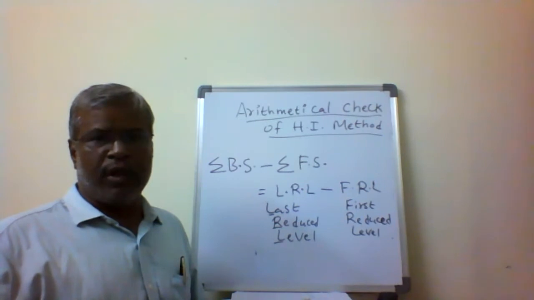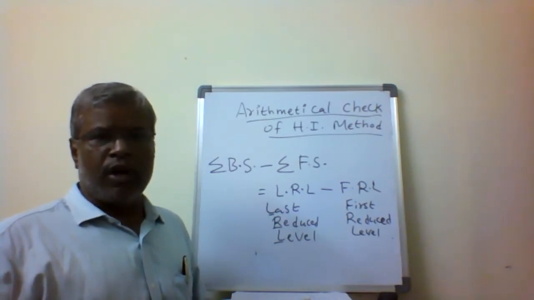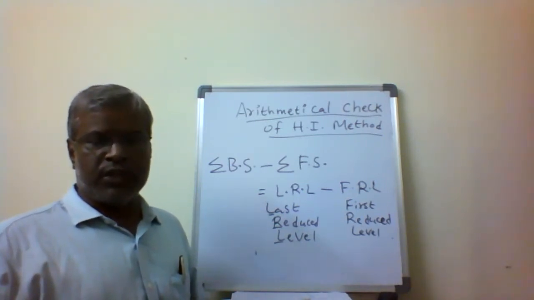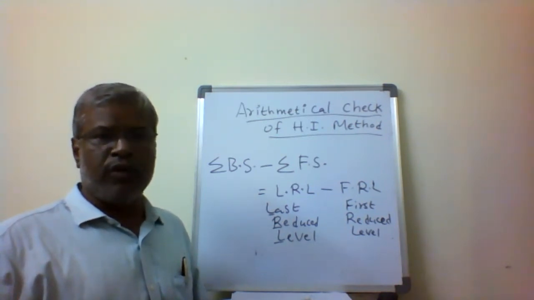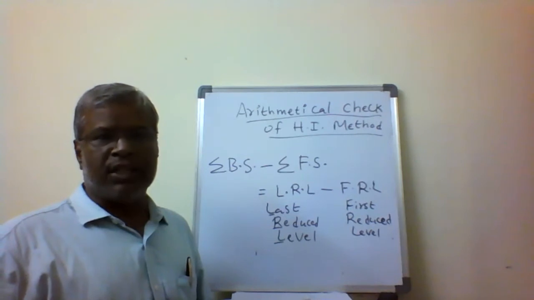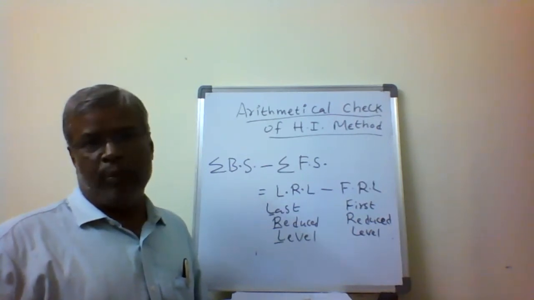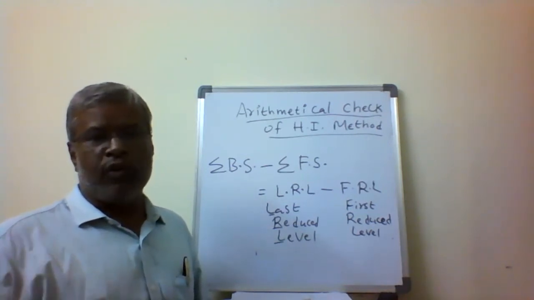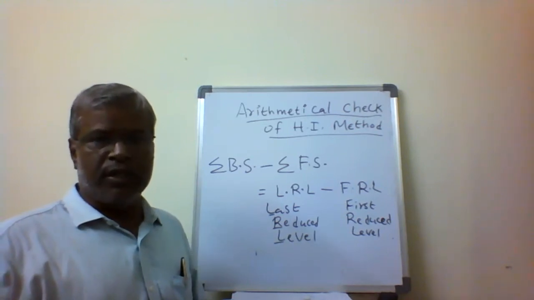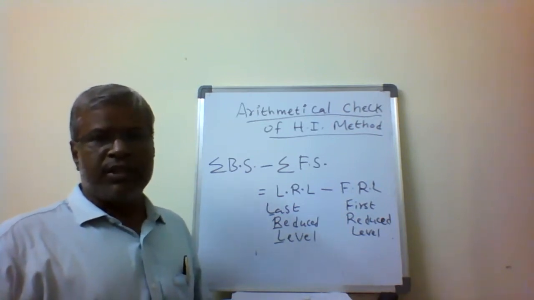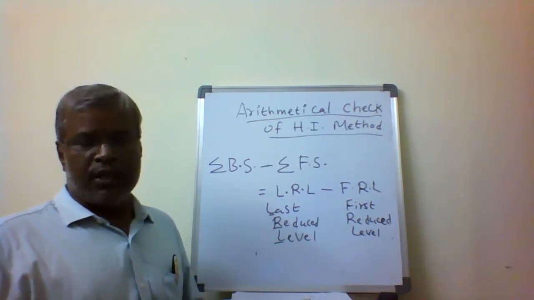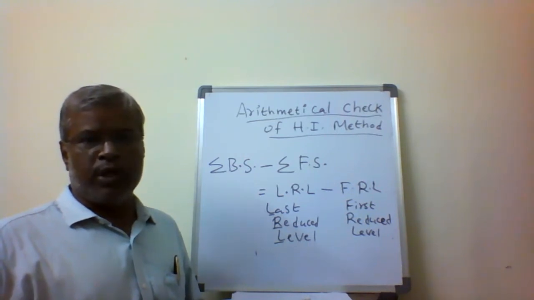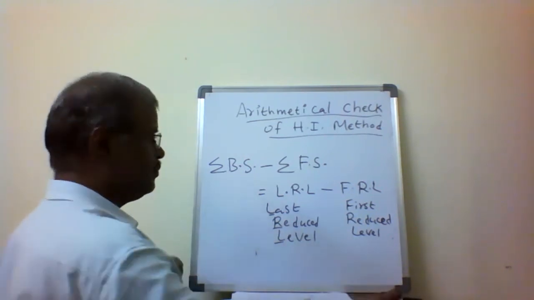If the summation of all the backsights minus the summation of all the foresights is not equal to the last reduced level minus the first reduced level, it means somewhere we made a mistake in calculating the reduced levels or elevations of the points. That is why we have to go for recalculation and check whether we made a mistake or the elevations are wrong. For that purpose the check is helpful. So this is the arithmetical check we apply in the height of instrument method.